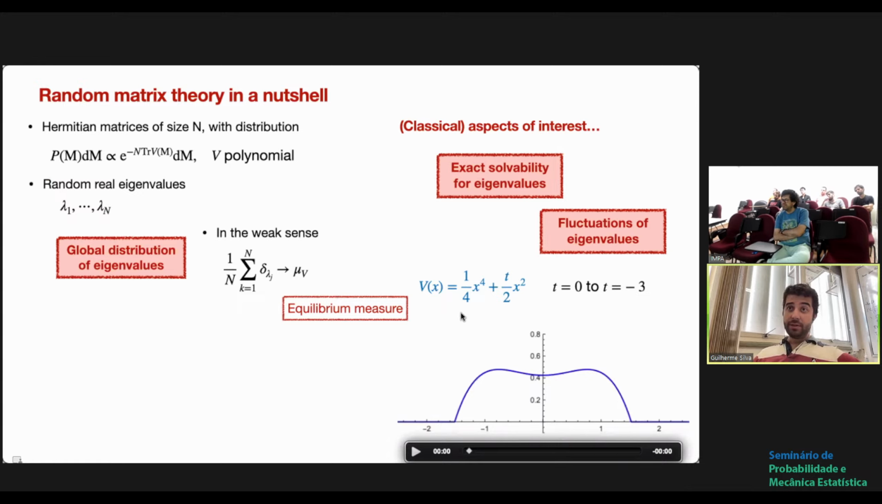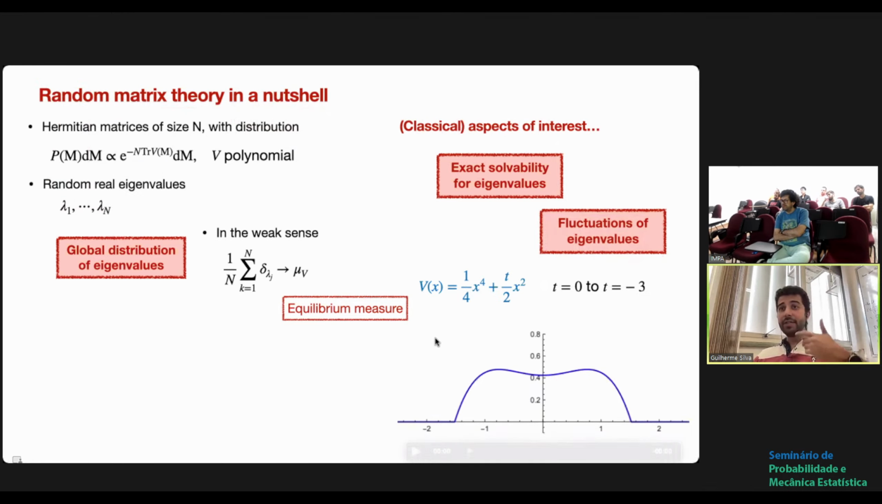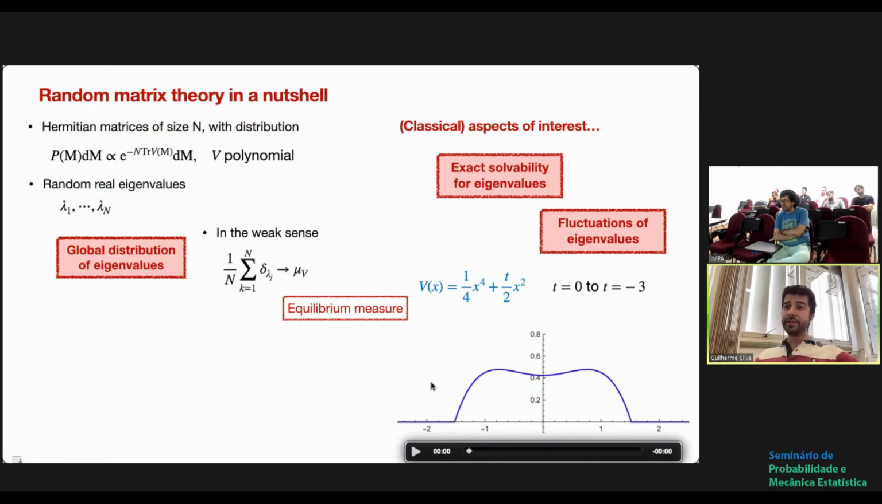Anyway, this is the equilibrium measure that you see for t equals 0. So you fix t, you take n to infinity, and you find the corresponding equilibrium measure. This is the density of this equilibrium measure for t equals 0. And now let me just start tuning up t.